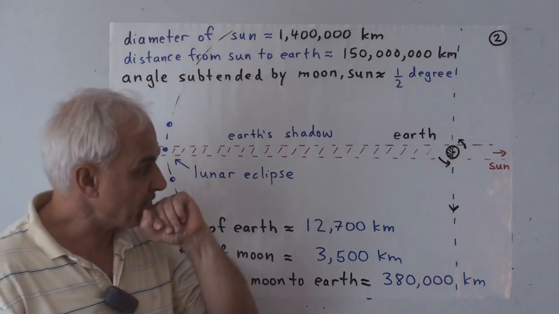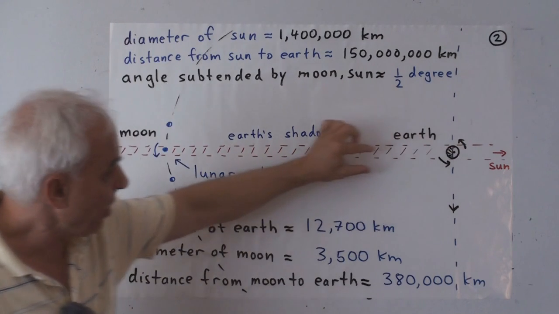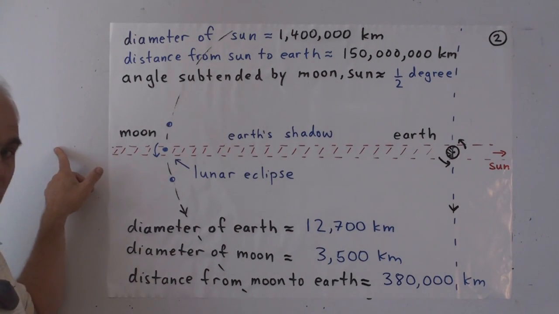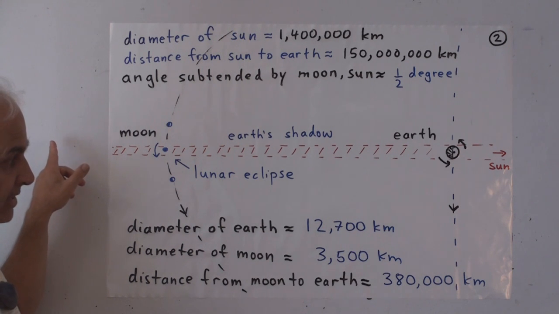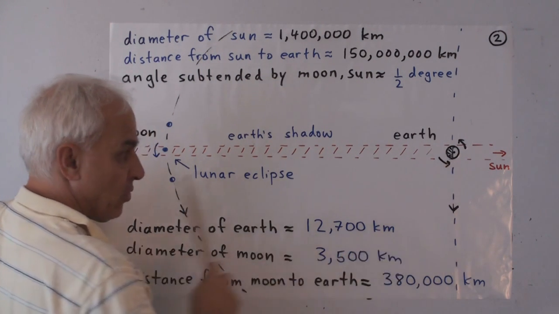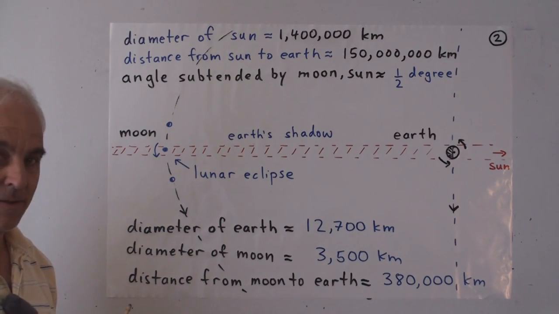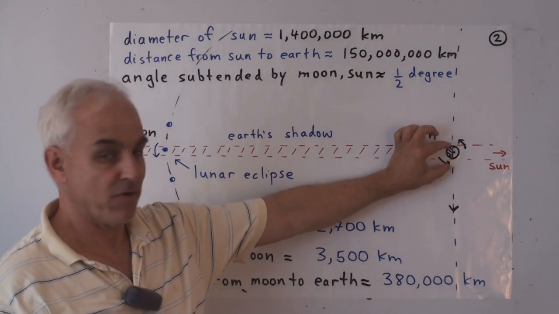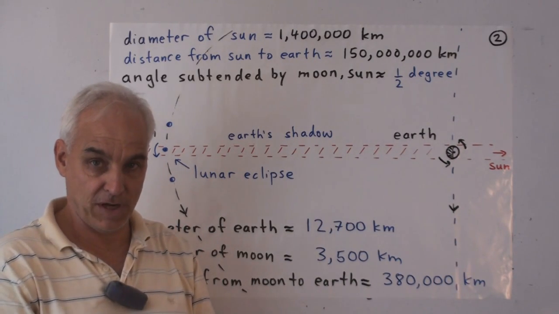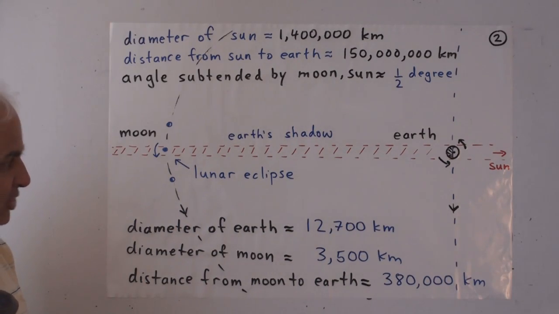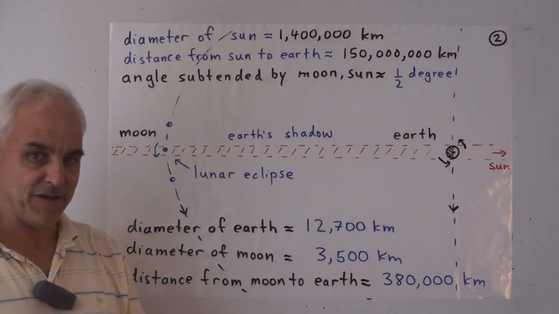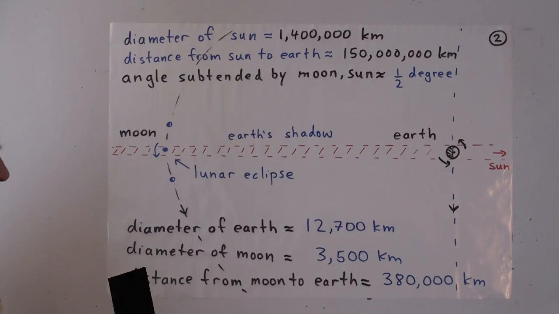That has an important consequence, that this shadow actually meets here in an apex somewhere off the page, and this apex to here, this distance, is 108 times the diameter of the Earth. That's a consequence of it being 1/2 degree. So we know the length of the Earth's shadow by the angle subtended by the sun.